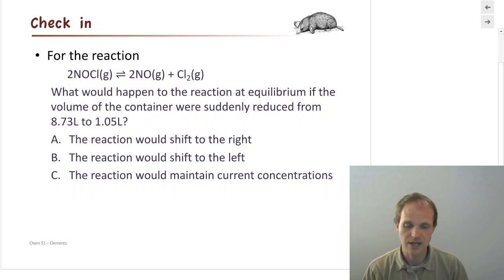Right, this is your chance. We've got a reaction of NOCl making NO and Cl2. What would happen to the reaction at equilibrium if the volume of the container were suddenly reduced from 8.73 liters to 1.05 liters? Would the reaction shift to the left, to the right, or would it maintain its current concentrations? Your turn.